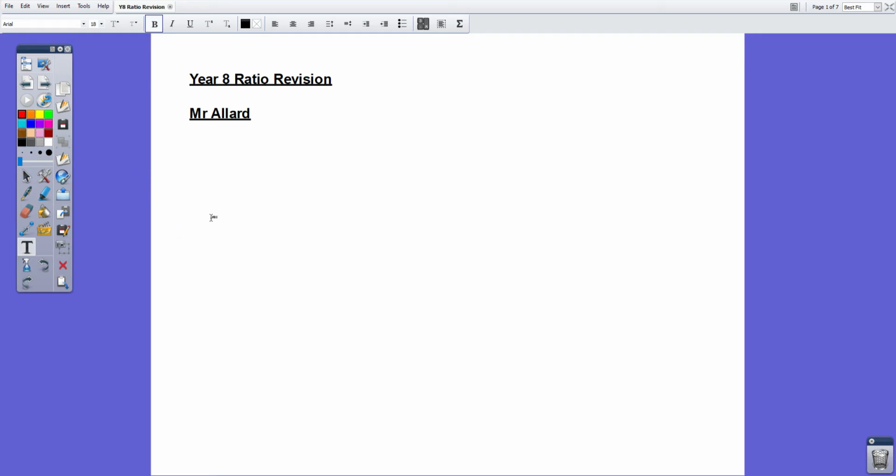The idea is that we're going to look at 4 different little things, and then there'll be a worksheet at the end for you to have a go at, and following the worksheet there'll be an answer sheet for you to mark them. Okay, so the first thing we're looking at is simplifying ratios. Now, if you are any good at simplifying fractions, then you should be pretty decent at simplifying ratios.